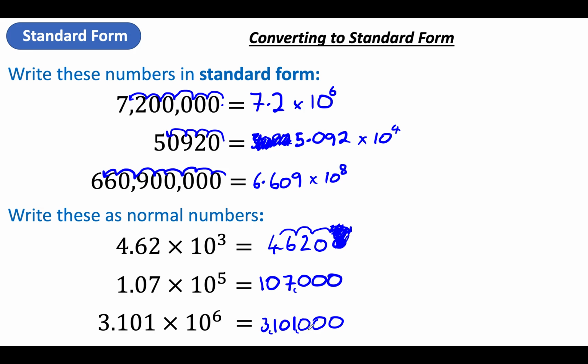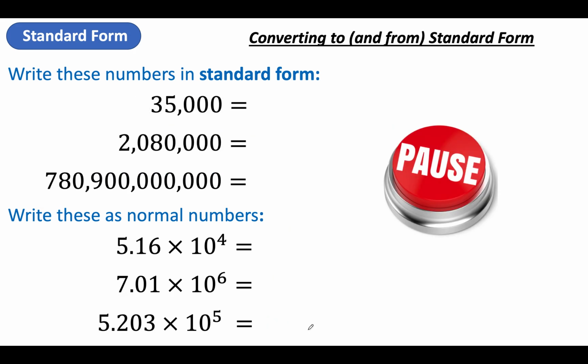3,101,000. Right. Okay, it's your turn. In a second, I want you to click pause. I want you to write these numbers. The top numbers I want written in standard form. The bottom numbers I want written as normal numbers. And then unpause the video and I'll show you what my answers are. Okay, so pause now.